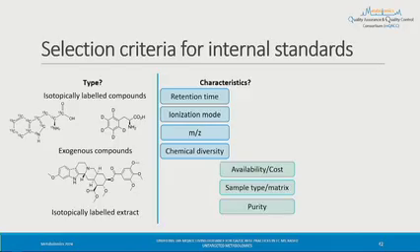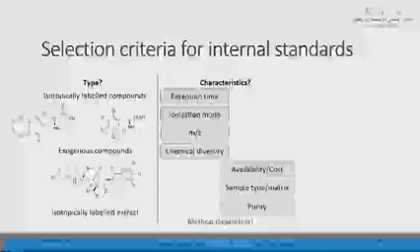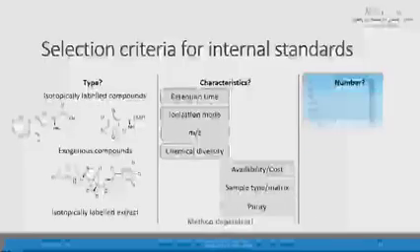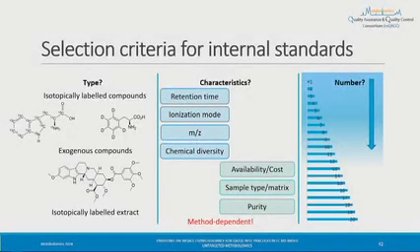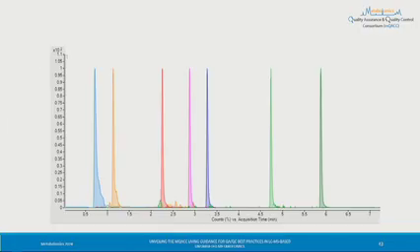But then, of course, we have to consider practical considerations as well. So things like availability and cost, what the sample type and matrix is, and what's the purity of the internal standard that's needed. So the selection of internal standard by necessity has to be method dependent. So a set of internal standards is not going to work for everything. And then in terms of the number, generally when we polled for this question, we saw that it was a handful, most frequently I would say less than 10 internal standards used per study.